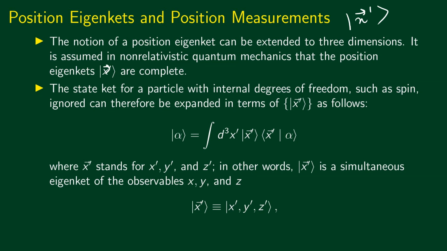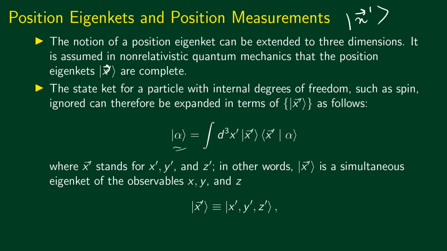The state ket for a particle with internal degrees of freedom, such as spin, ignored. So we are ignoring any internal degrees of freedom like spin. Then the state ket α can be expanded in terms of ket x⃗'. So you can write it as the integral d³x'. Now this is a volume integral.